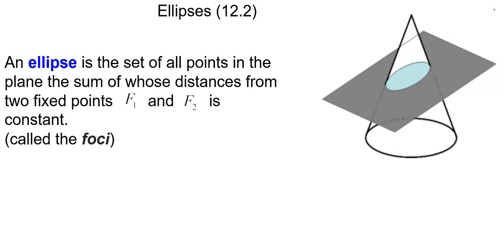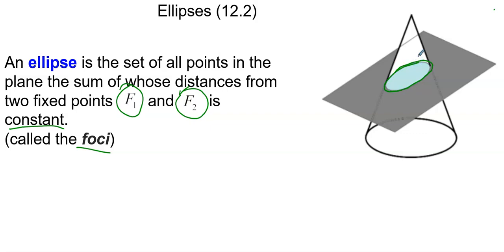An ellipse is a set of all points whose distances from two focus points... So F1 and F2 are focus points called the foci. So we're talking about ellipse. Again, it's a type of conic.